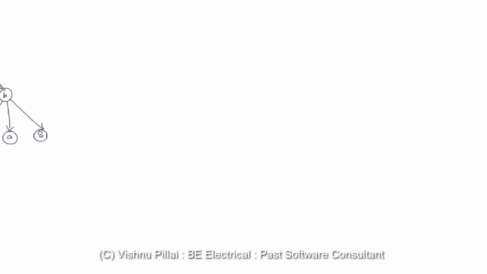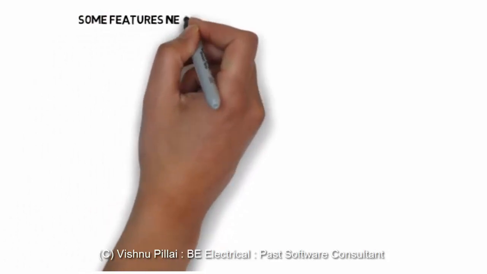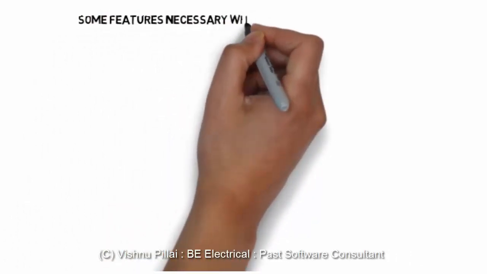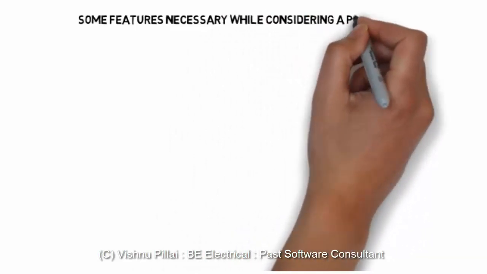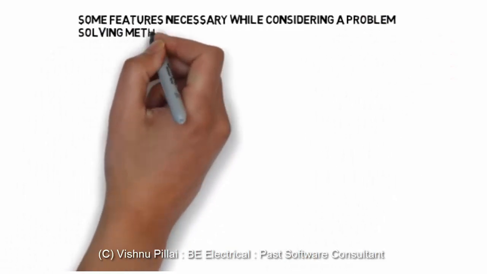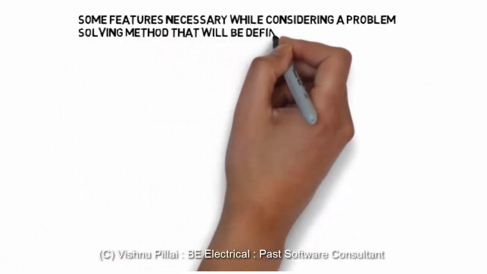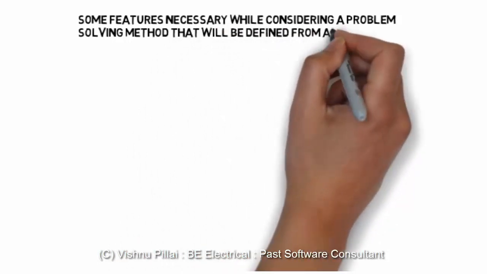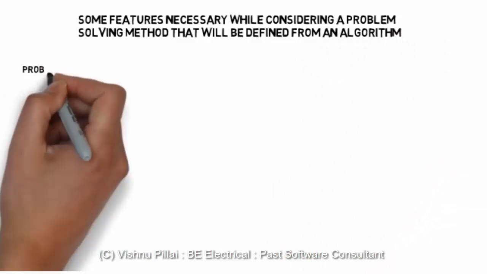So the graph can be converted into a tree form, and this graph is essentially a problem with the solution. And you will now have to develop a program which will run various search algorithms which will go into this data, and it will fetch a solution for a precision or an input from the sensor. Some of the features which are necessary while considering a problem solving method will be defined from an algorithm.